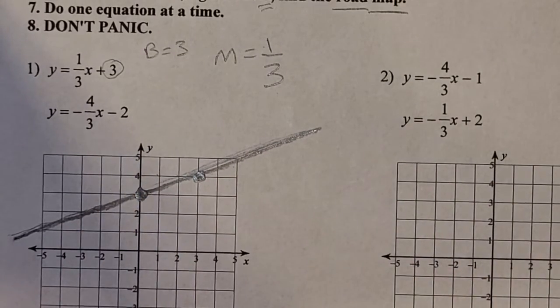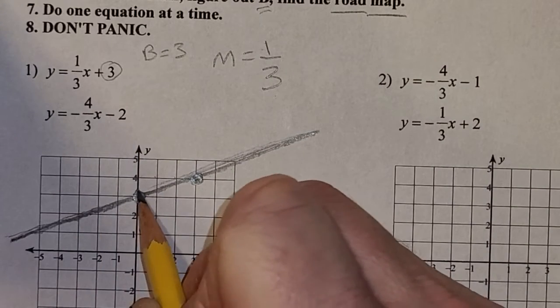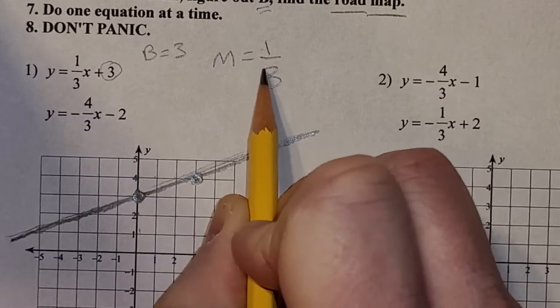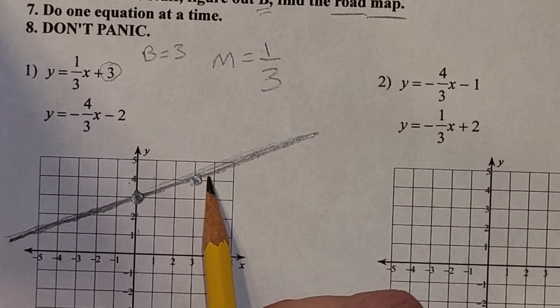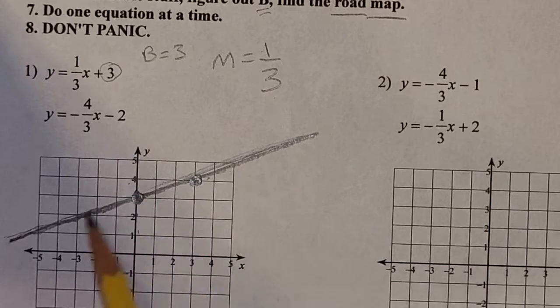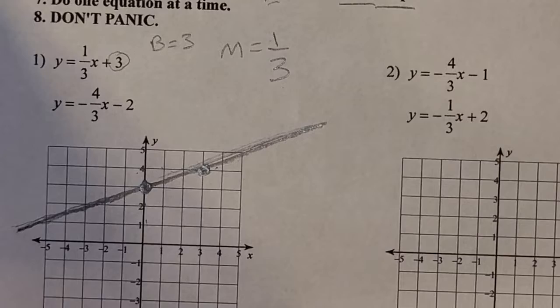All right, so hold on, let's review. So we found the b, 3, 1, 2, 3. We found the road map, 1/3. That's up 1, right 3. And then we make the line. And you get to use a ruler. I was lame and did not get my ruler.